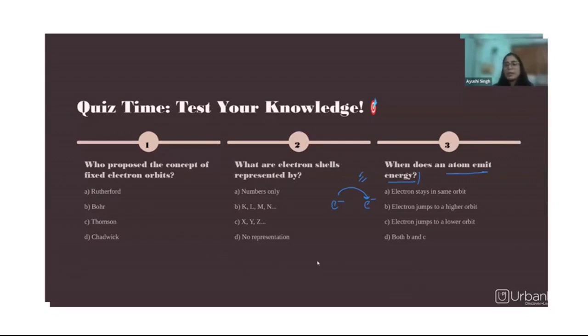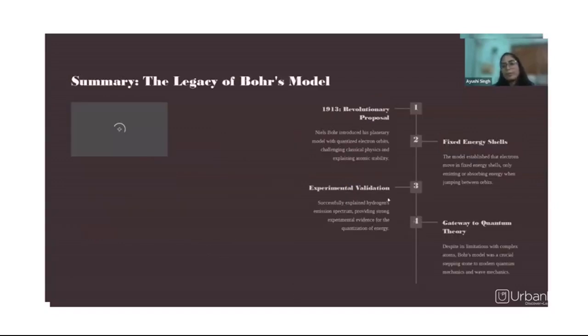So with this we are done. We have discussed how Bohr was able to talk about the shells and give us the idea of why the electrons are stable and moving. They are not stationary, but they are moving around the protons and they are in a stabilized form.